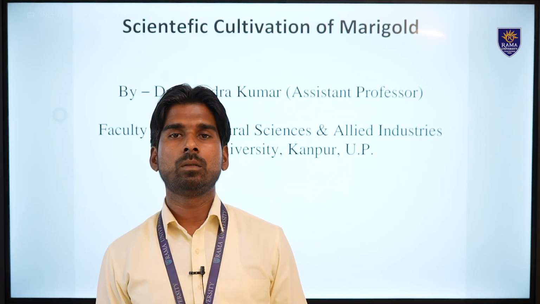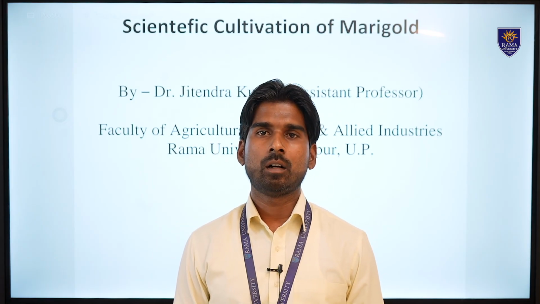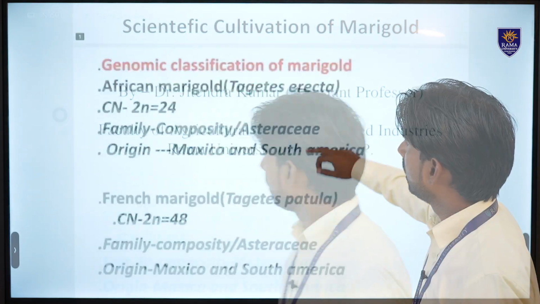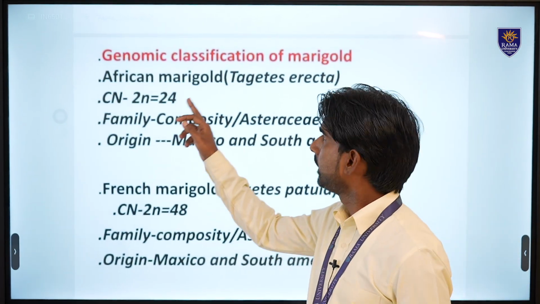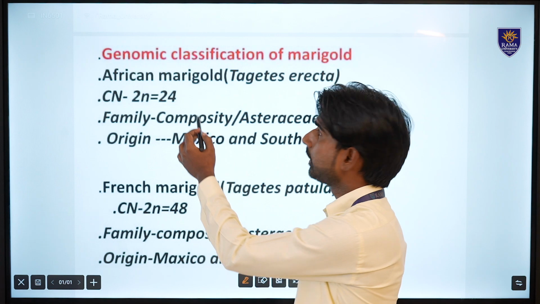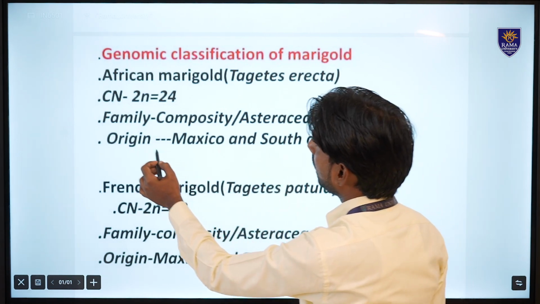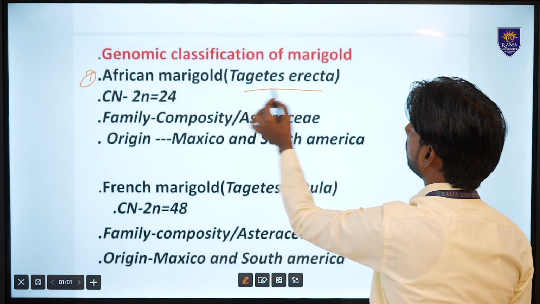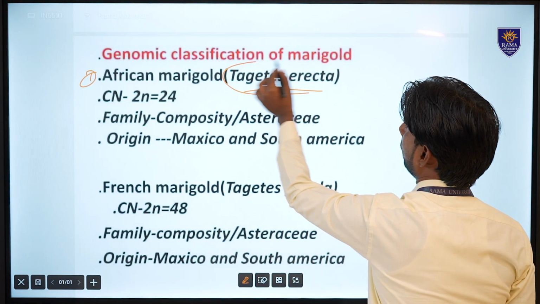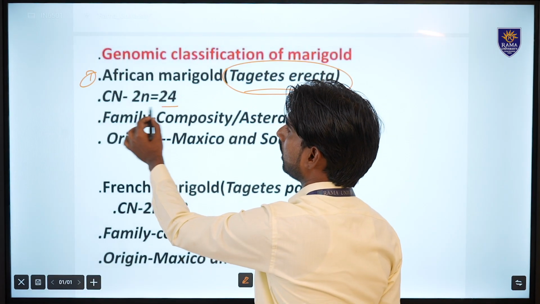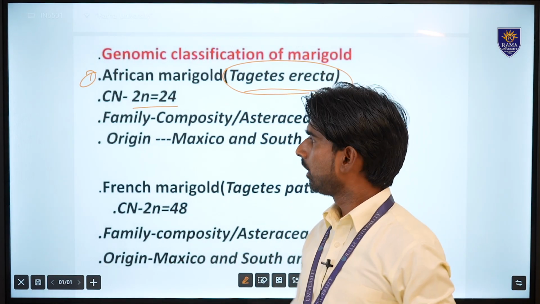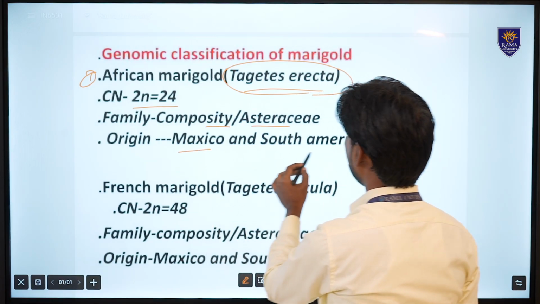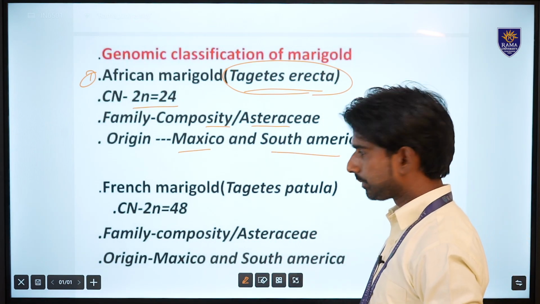Today I am going to discuss an important crop, the marigold crop. Here we are seeing the genomic classification of marigold. First is African marigold, also known as Tagetes erecta. Chromosome number 2n is equal to 24. Family is Compositae. Origin is Mexico and South America.